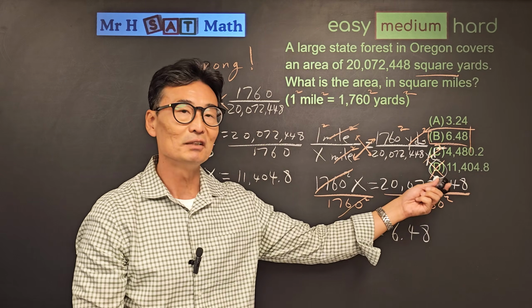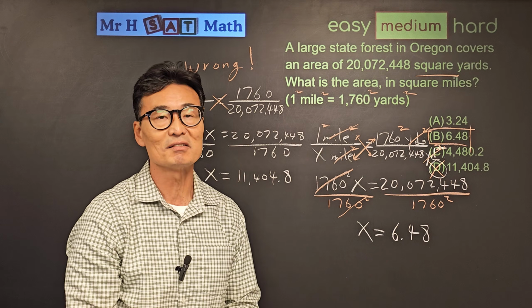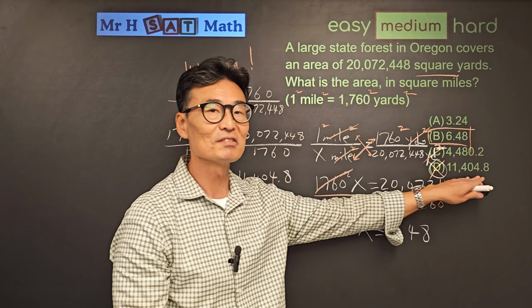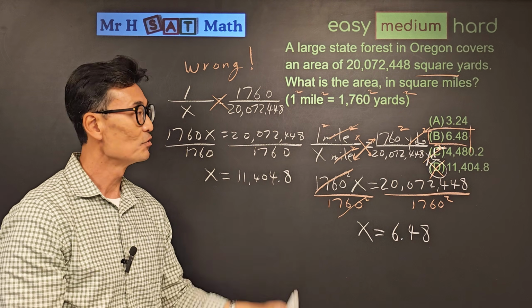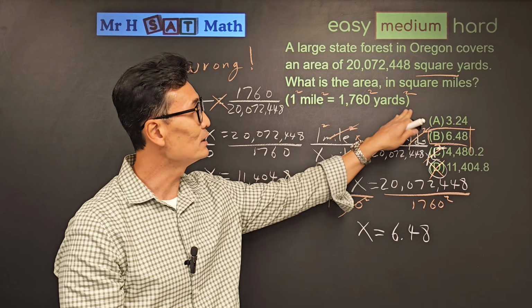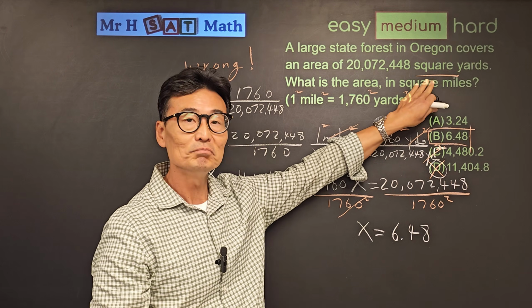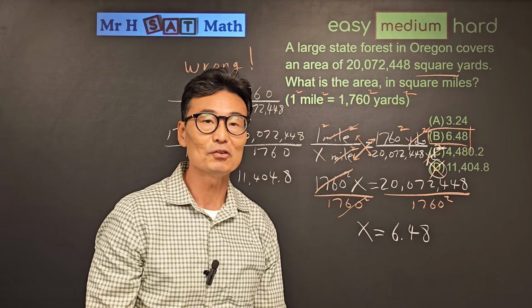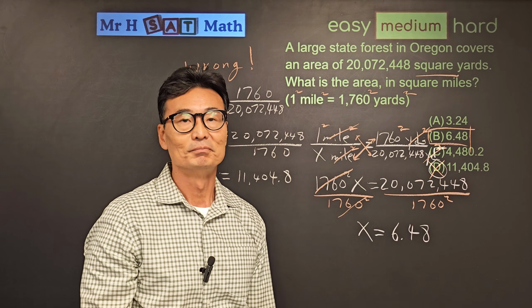Again, they don't do this a lot, but sometimes, and oftentimes, they'll have a couple of questions like this on every SAT, where they have the wrong answer choice if you use the wrong method. So when you see a question like this, don't forget, if the areas are given in square yards, of course, and then you're trying to find square miles, don't forget to square the units as well.